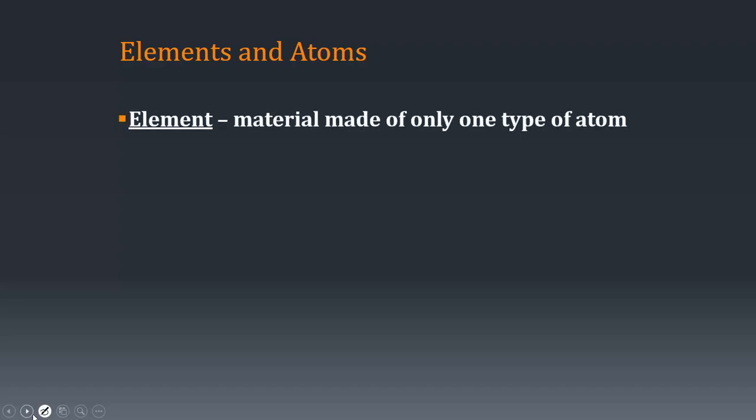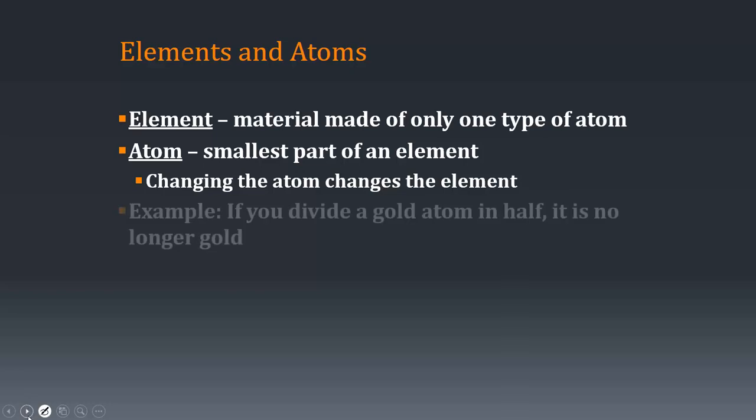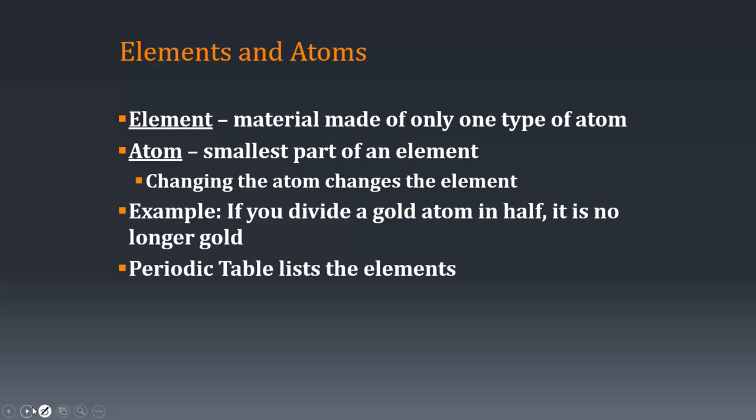We know this definition. Elements are anything that's made up of only one type of atom, which means there's different types of atoms, and we're going to have to look to see how they're put together. And we know an atom is the smallest part of an element, and therefore changing the atom changes the element. That's why when you cut an atom in half, we don't have the same element we used to have. So if we cut gold bars in half, we have two halves of a gold bar. If we cut a gold atom in half, we don't have gold anymore.